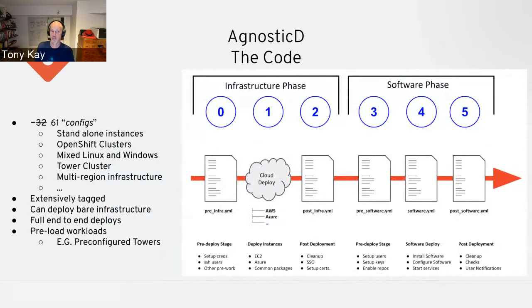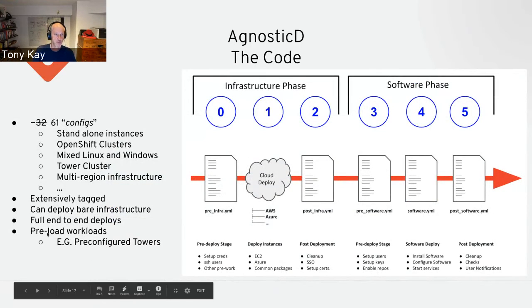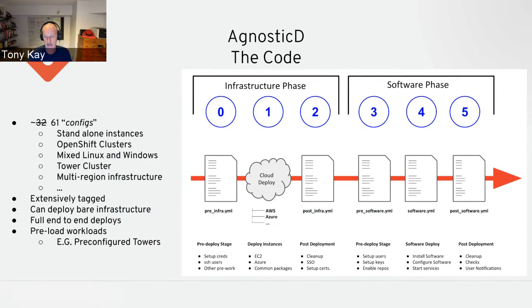And what happens is, when I spoke at Ansible Fest, you can probably see it says 32. We had 32 configs in October last year. We're now up to 61. And one config might be used in many different scenarios, like the big OpenShift ones, or the towers.